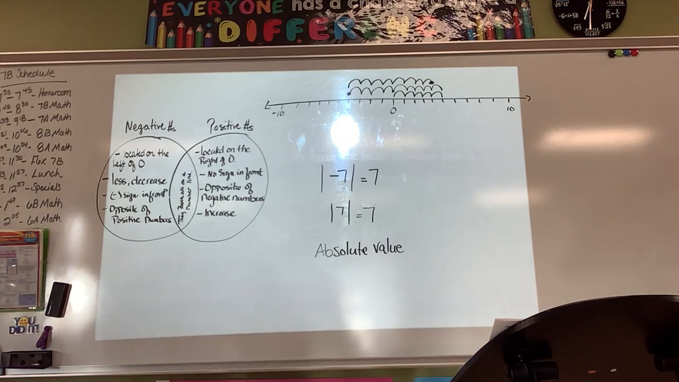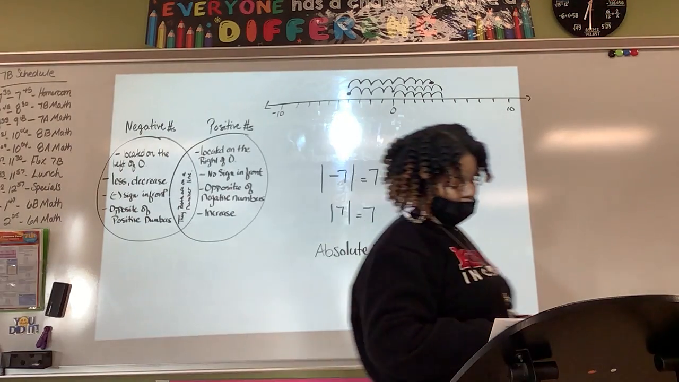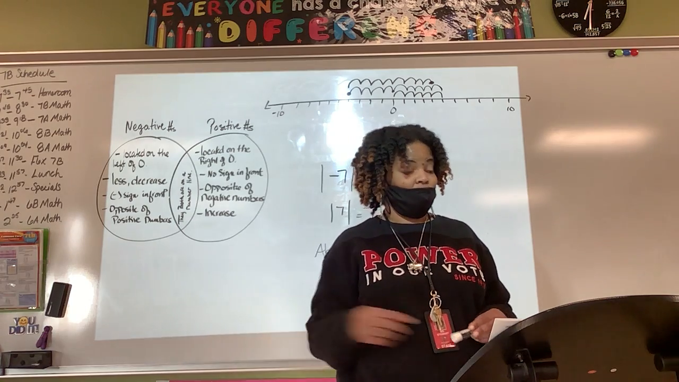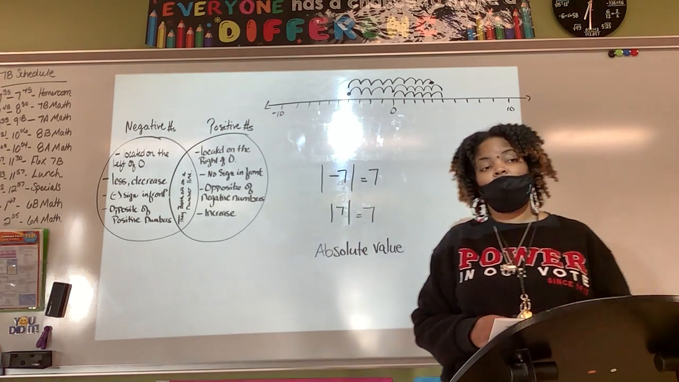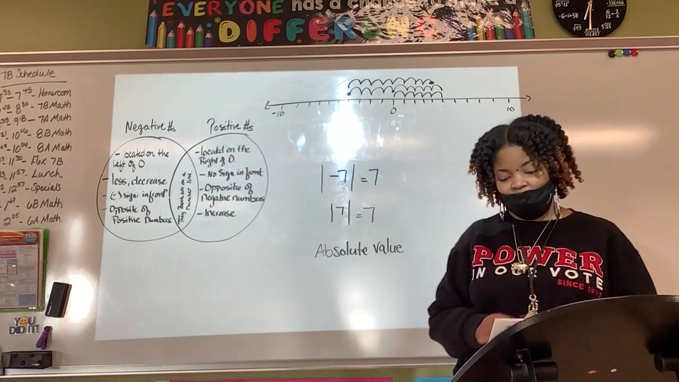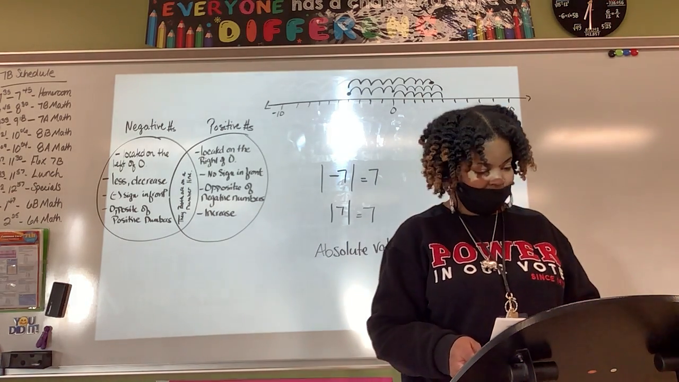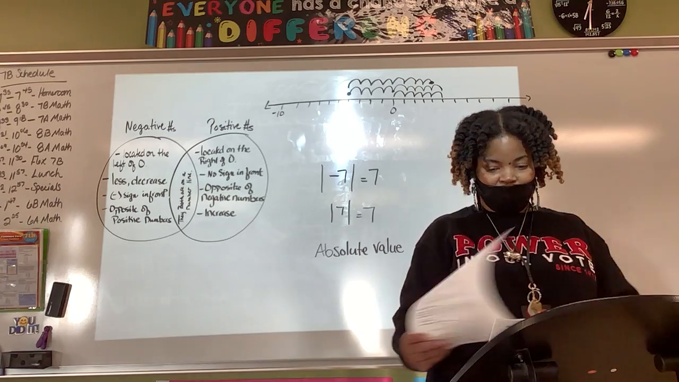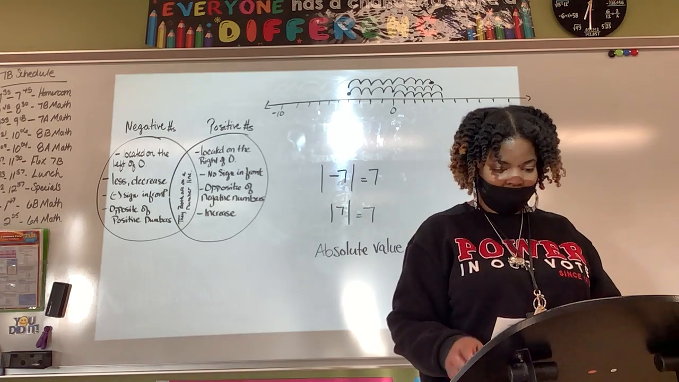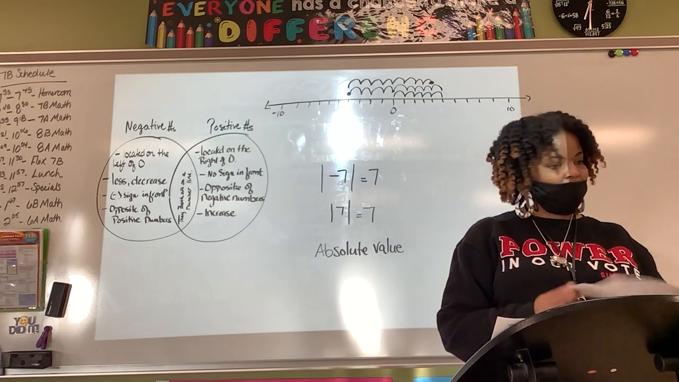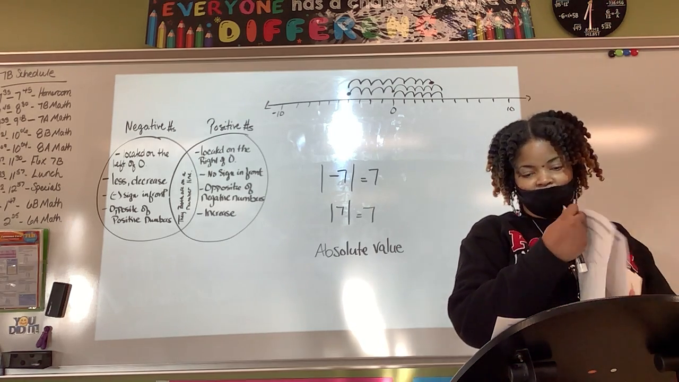Okay, next question says, how far is -7 from 0 and in what direction? 7 to the left. Thank you. 7 units to the left. Keep forgetting to start from 0. Write it. -7 is 7 to the left.